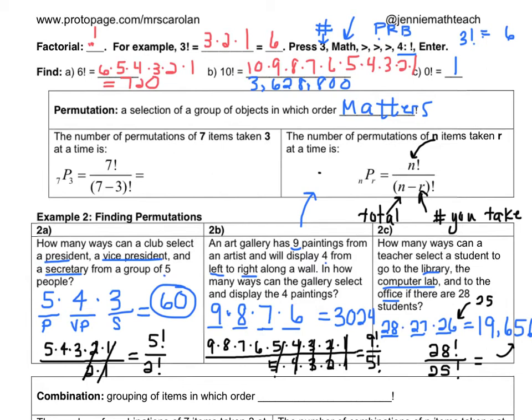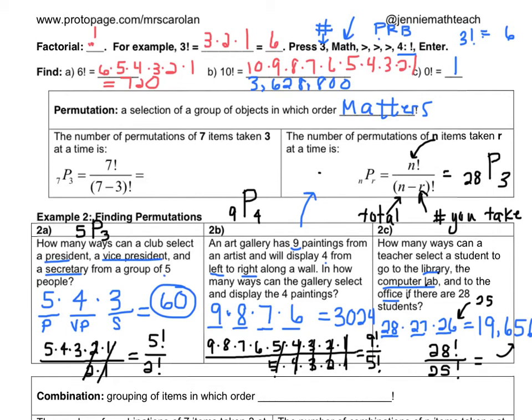You would write, if we were doing 2C, 28P, and then we were choosing 3 different students. 2B would be 9 paintings. We're finding the permutations of ways to arrange them in 4 positions. And 2A would be, we have 5 people. We're figuring out the permutations for 3 different offices. So that's what the notation would look like for the formula.